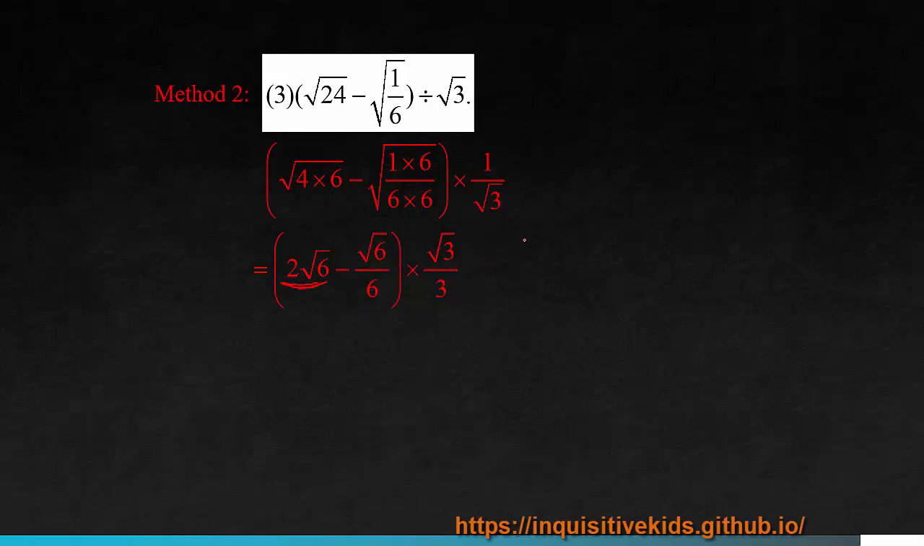And we multiplied the arithmetic square root of 3 over arithmetic square root of 3 to this 1 over arithmetic square root of 3, so we can get rid of the square root on the denominator. And then you can see that we have 2 like terms inside the parentheses. We combine that to get 11 times the arithmetic square root of 6 over 6, times the arithmetic square root of 3 over 3. Simplify to get 11 times the arithmetic square root of 2 over 6.